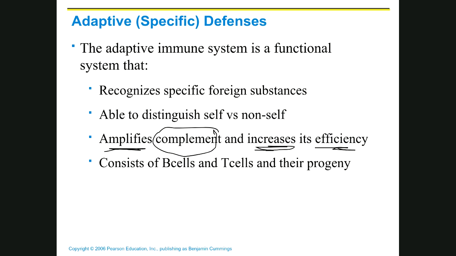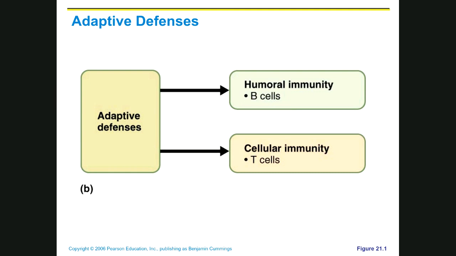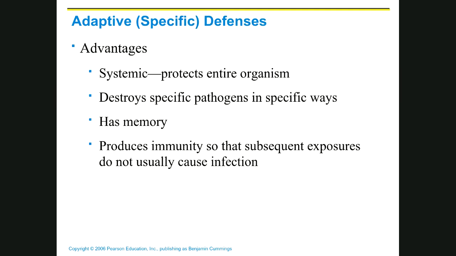And then finally, it's all about B cells and T cells. And that's what we're going to spend a lot of time talking about. So, just like before, we had advantages and disadvantages. Same thing here. We have advantages and we're going to have disadvantages. So let's look at those. So let's look at the advantages first.